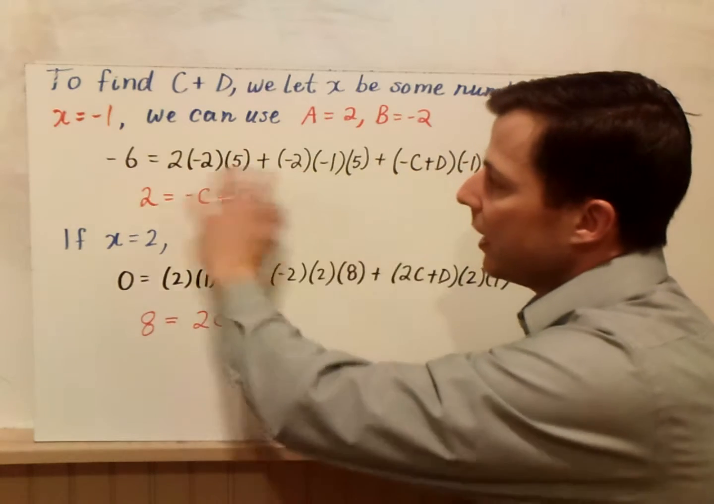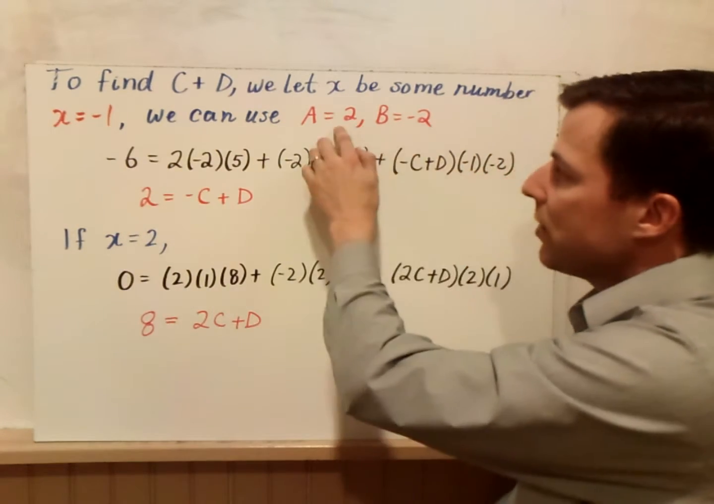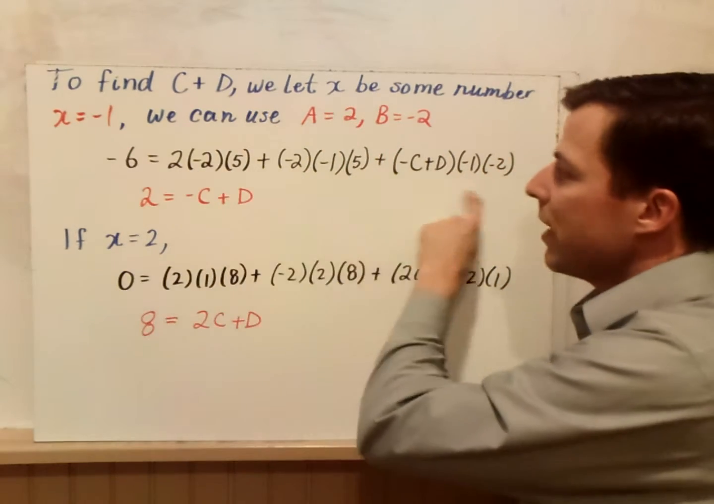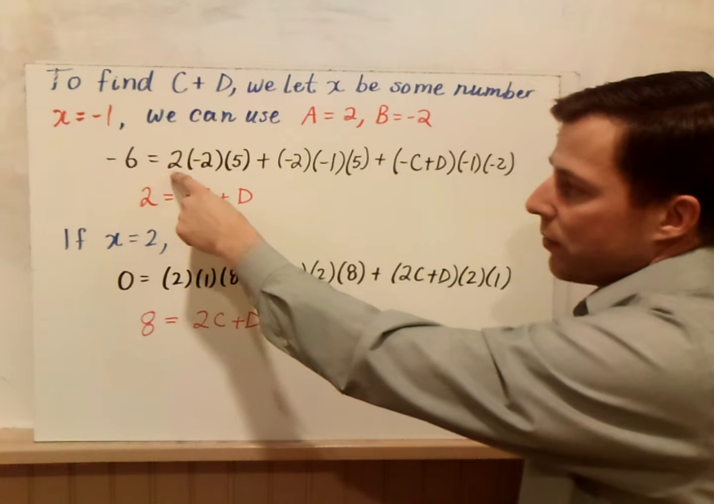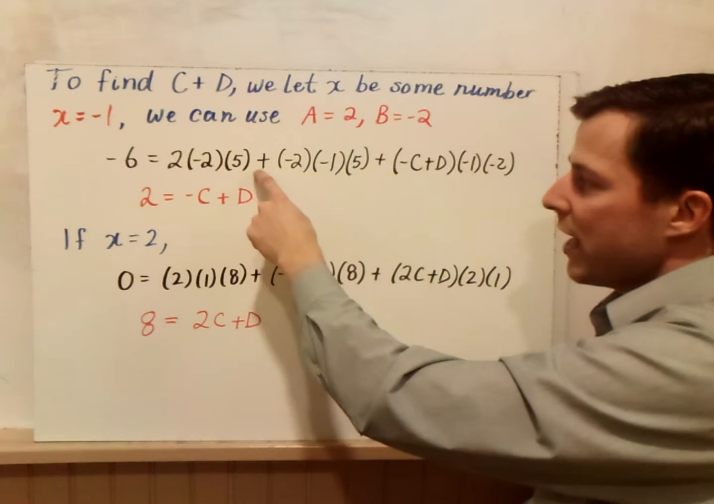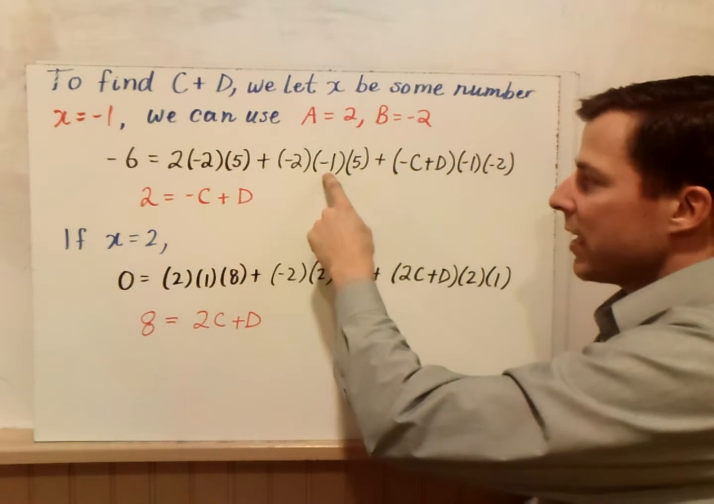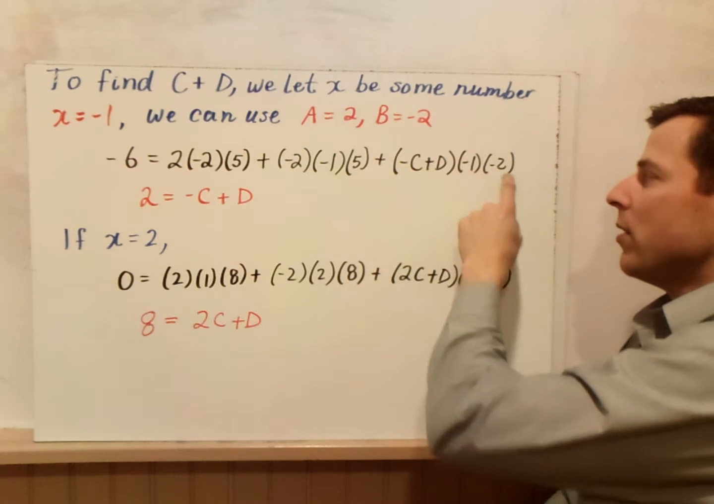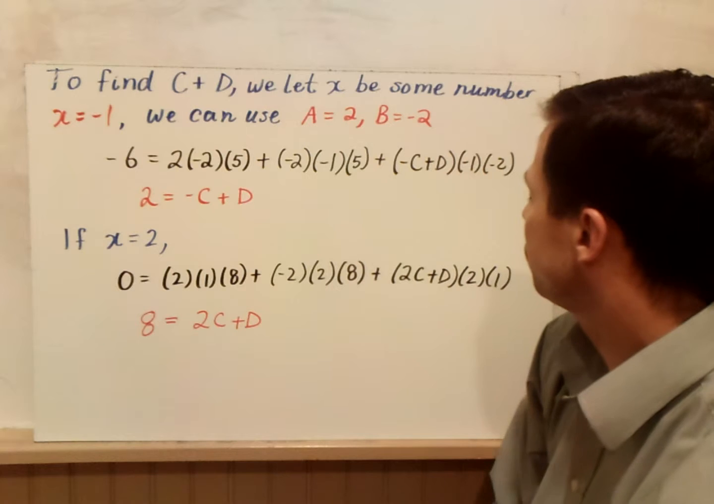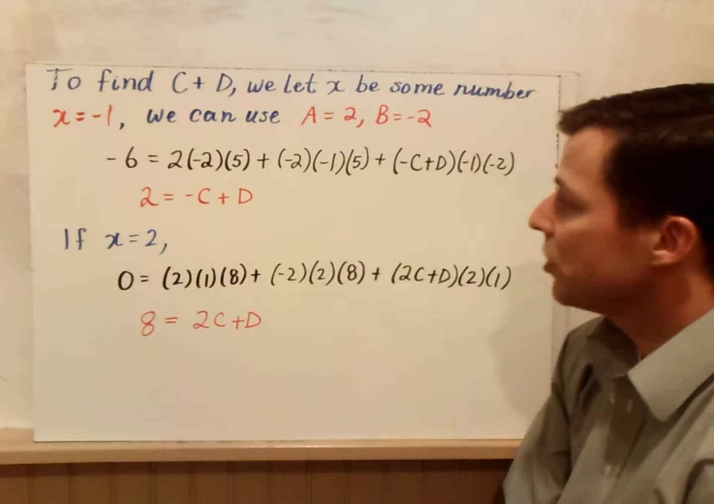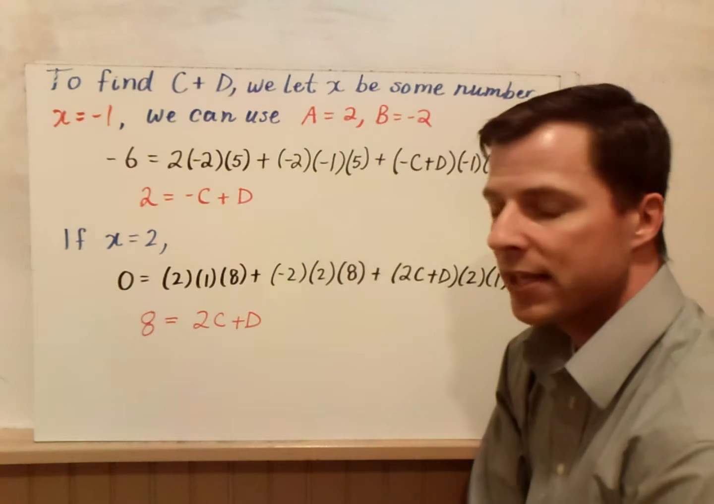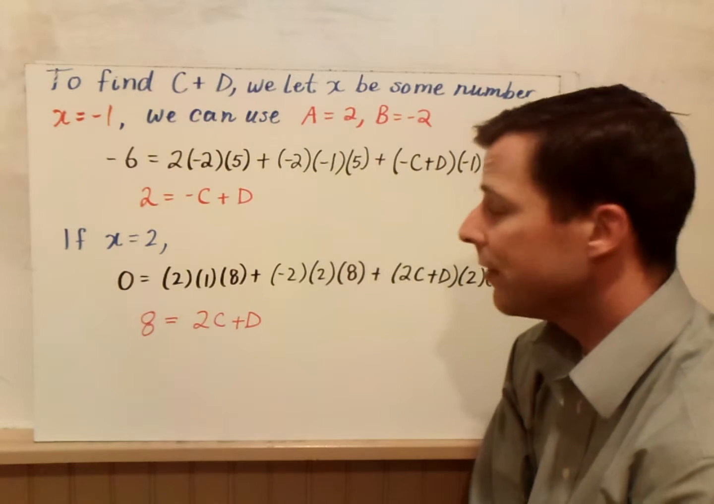And so when I plug into my basic equation a equals 2, b equals negative 2, and x equals negative 1, here's what I'm left with. I get negative 6 equals 2 times negative 2 times 5, plus negative 2 times negative 1 plus 5, plus negative c plus d times negative 1 times negative 2. So we end up with the equation 2 equals negative c plus d.